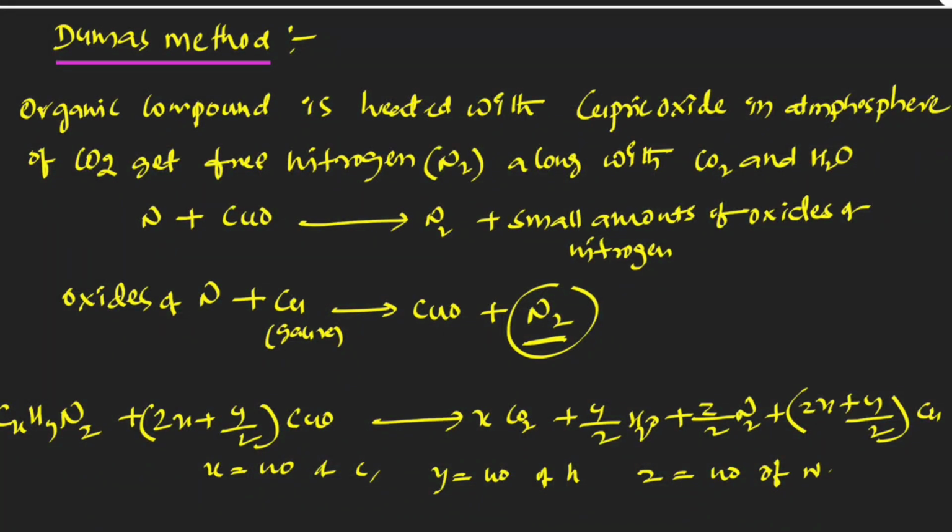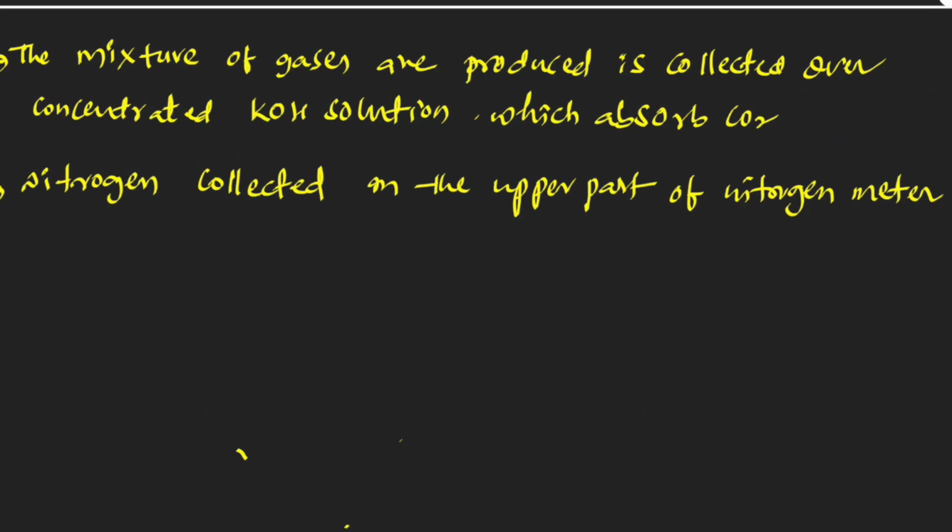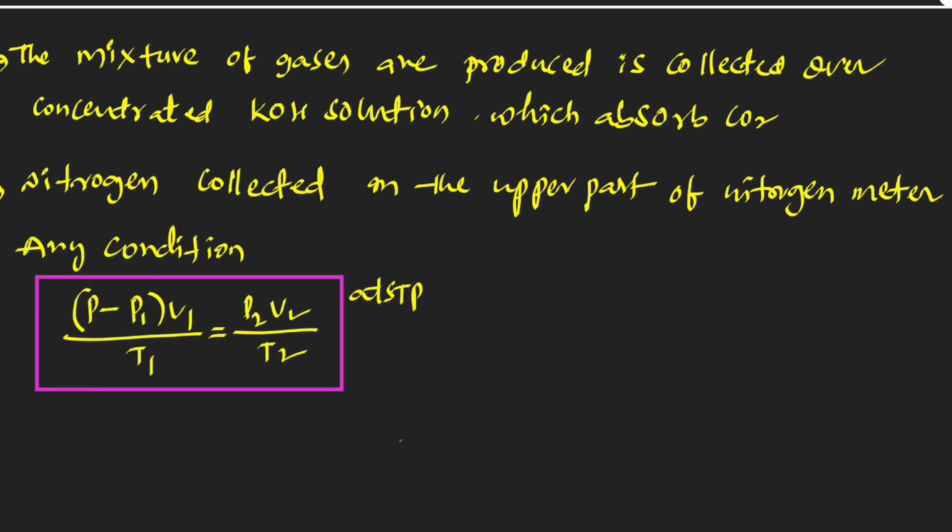Let's move on. The mixture of gases produced is collected over concentrated potassium hydroxide solution, which absorbs CO2. The nitrogen is collected in the upper part of the nitrometer. So for a gas at any condition, (P minus P1) into V1 divided by T1 equals P2 V2 divided by T2.